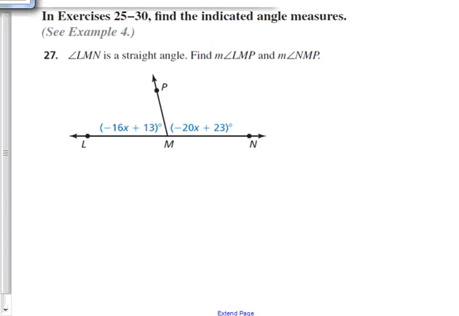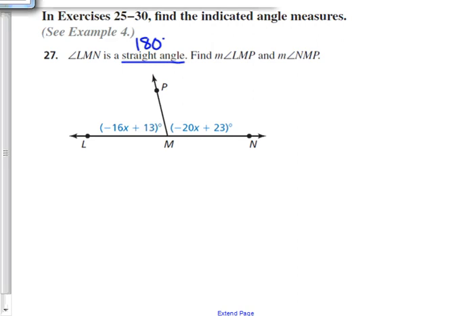So how I'm going to do that is I know what a straight angle is from this lesson. A straight angle equals 180 degrees. It's just a straight line. So angle LMN is actually equal to 180. I'm going to put 180 right here above this because I know that's 180 degrees.